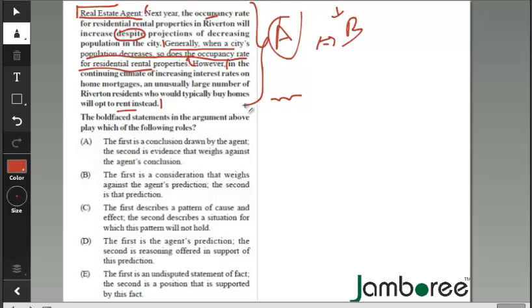Yes, they understood what is happening. It's very important to understand what the author is trying to say. Don't just look at the boldface and immediately jump into the answer options. That's a very wrong approach, right? Okay, now let's try to eliminate.